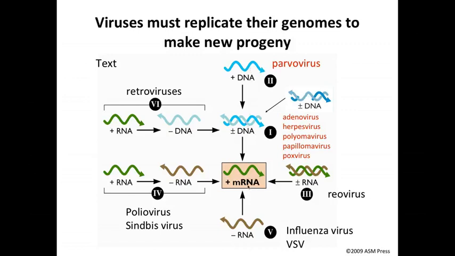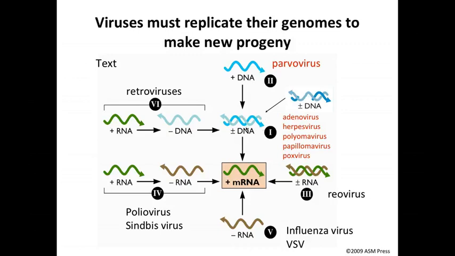So we'll talk about how the single-stranded DNA of parvovirus is replicated. We'll also talk about viruses with double-stranded DNA genomes: adenoviruses, herpesviruses, polyomaviruses, papillomaviruses, and poxviruses. They all have double-stranded DNA genomes of various configurations, either circular or linear or even hairpin, and we'll talk about that. We'll talk about how this DNA is duplicated to make more of it.